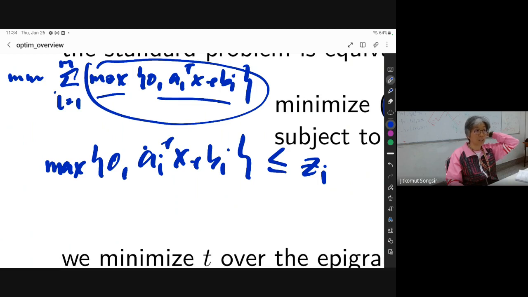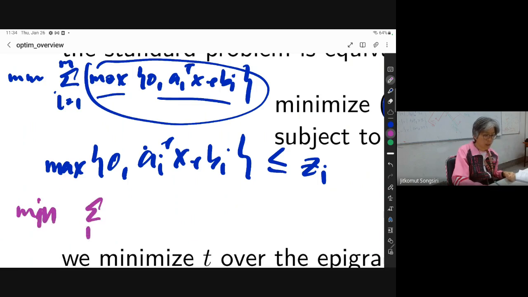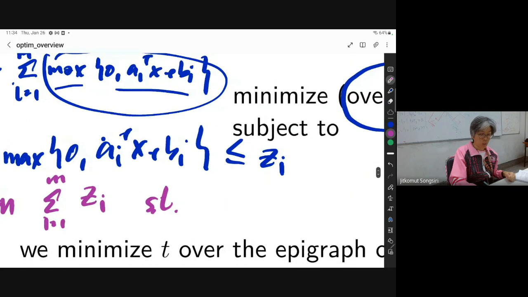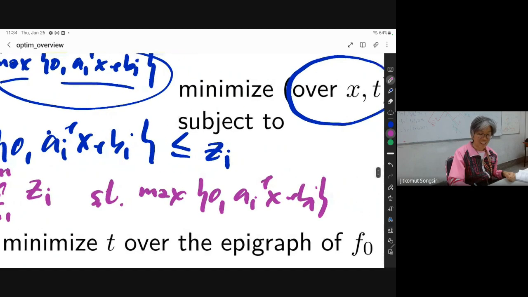Then maybe I should write the final one. Would it be the same as minimizing the sum of z_i, subject to the max of 0 and a_i transpose x plus b_i less than z_i?